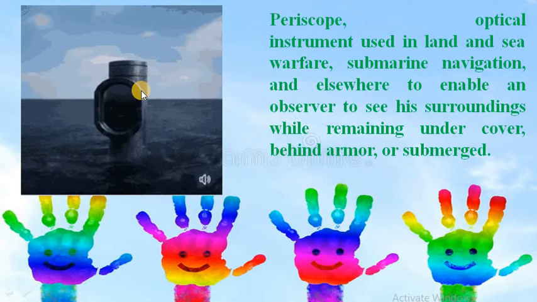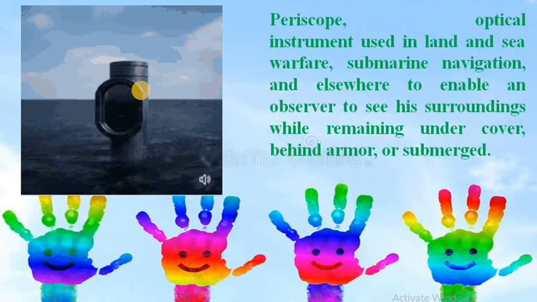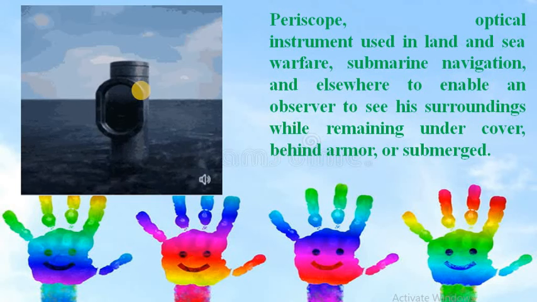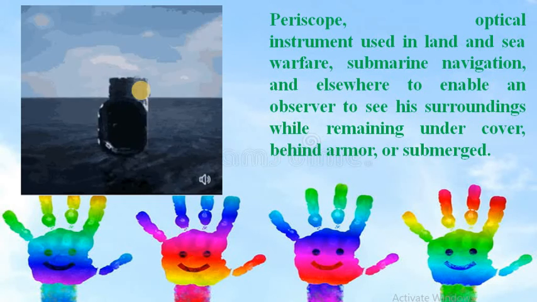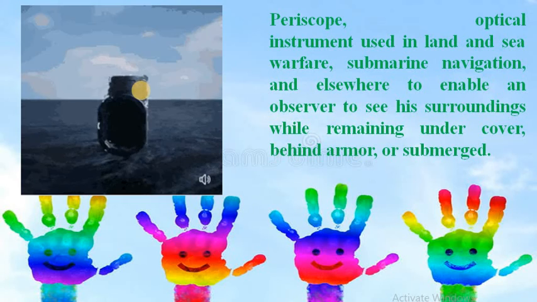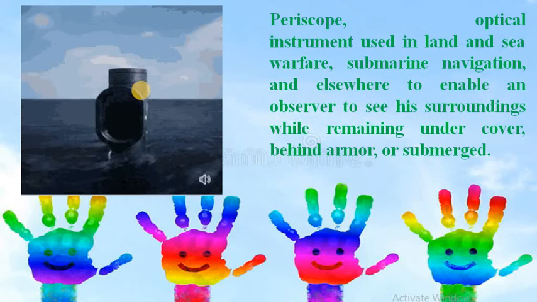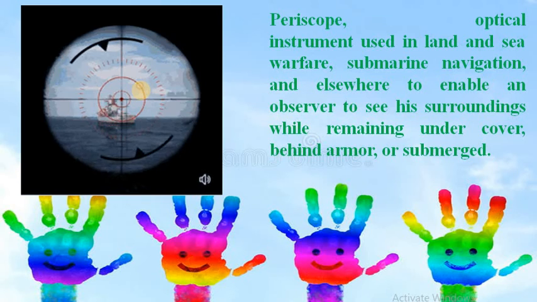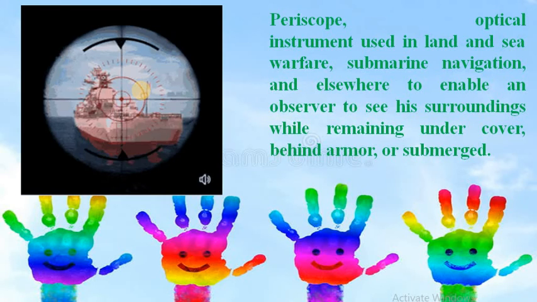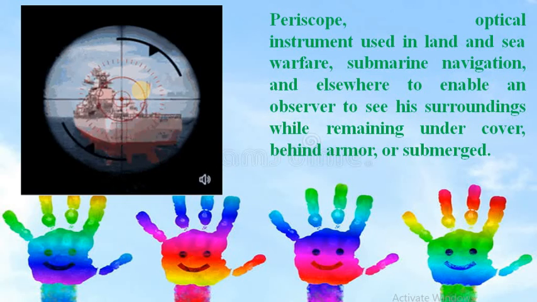This is a periscope. A periscope is an optical instrument used in land and sea warfare, submarine navigation and elsewhere to enable an observer to see his surroundings while remaining under cover, behind armor or submerged. A periscope is used in a submarine to view objects above the surface of the sea.